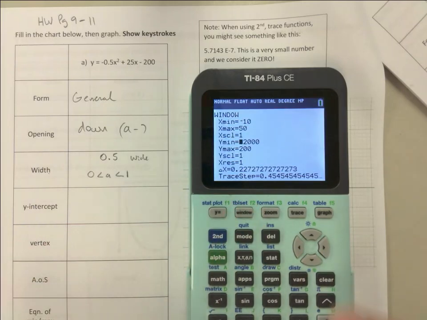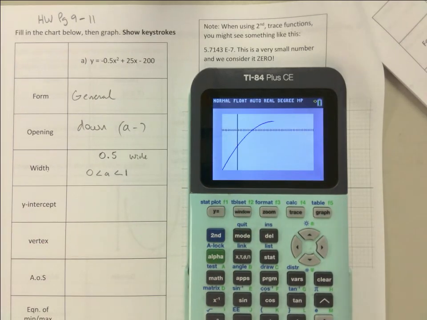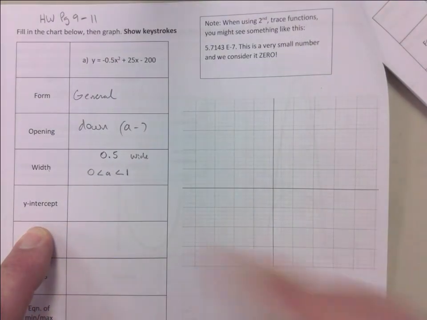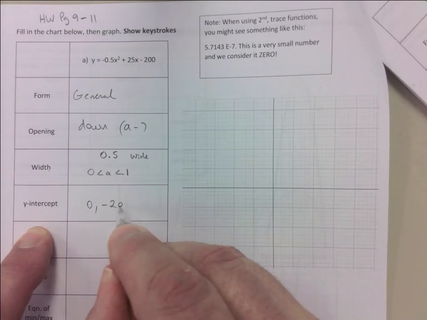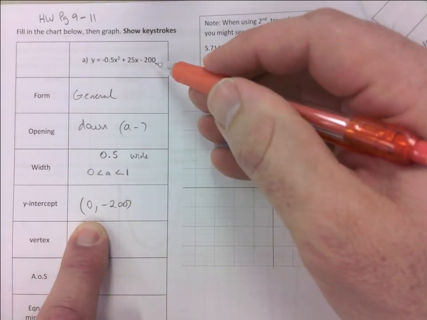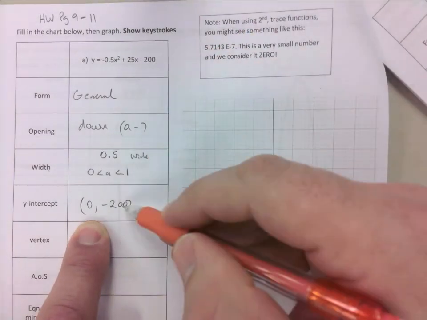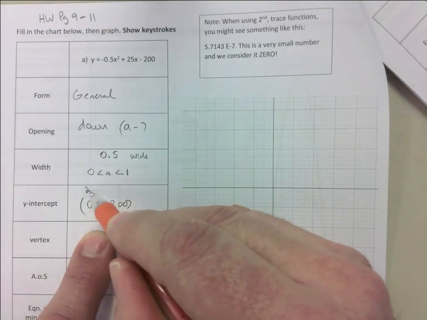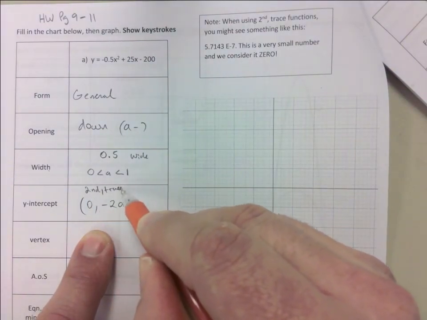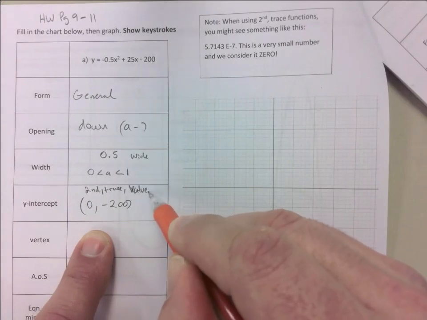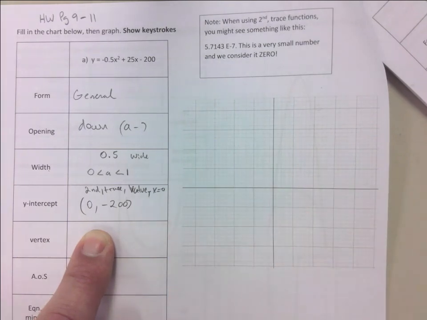So I'm going to go back and change this to negative 500 as zoom fit had originally done. Okay, so this is what I have. The y-intercept, I'm not going to find it using my calculator. I'm just going to go 0, negative 200 because I knew that it was negative 200. I just know because it's in general form, but you can use your calculator if that makes you feel better. Value, sorry. X is equal to 0. Okay.